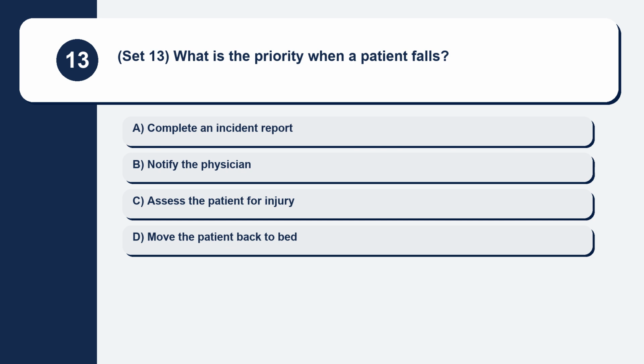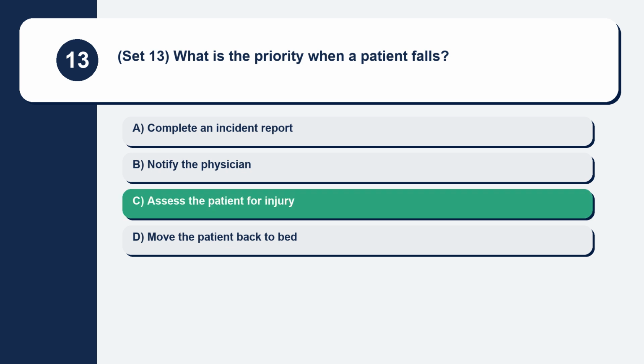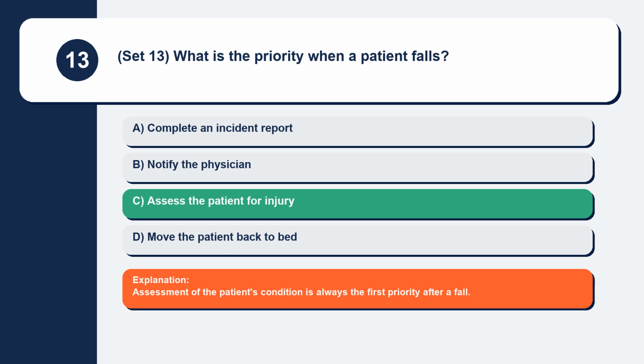Question 13. Set 13. What is the priority when a patient falls? Complete an incident report, notify the physician, assess the patient for injury, move the patient back to bed. Assessment of the patient's condition is always the first priority after a fall.